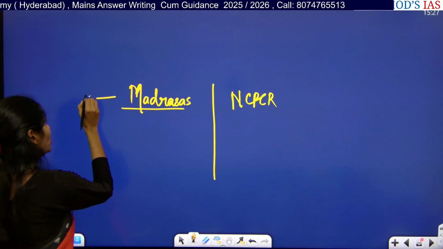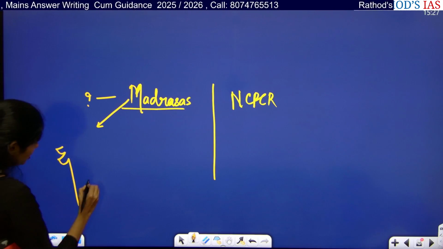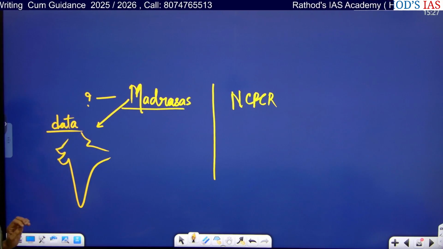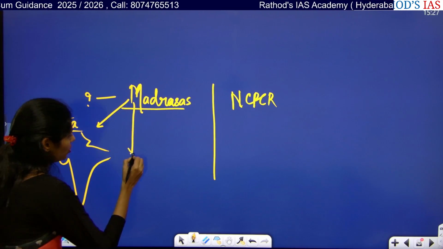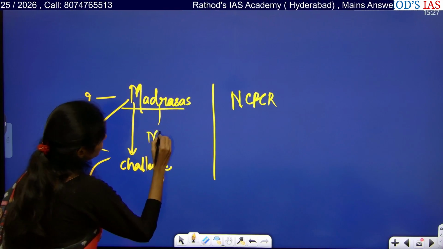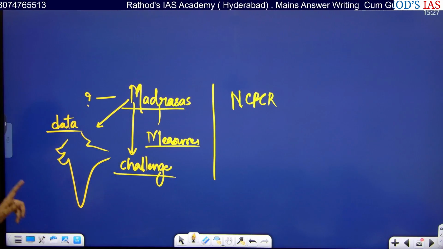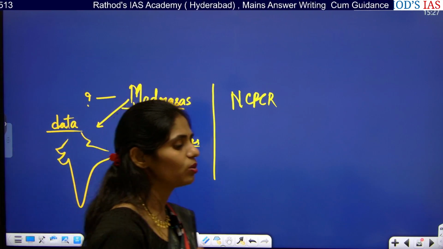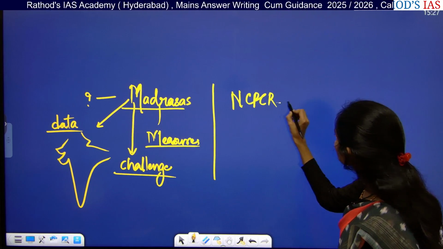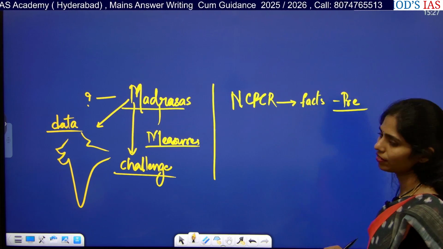Here you have to know what these madrasas are, and I want to give you one homework, guys. You have to see the data regarding madrasas: in which state we have more madrasas, what challenges these madrasas face, and what measures we can take. There is a high chance of a question on madrasas in Mains, because for the last 6 months there have been lots of articles, especially in UP. And regarding NCPCR, you have to know basic facts, as there is a chance of a Prelims question in 2025.